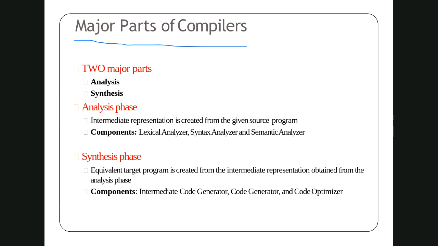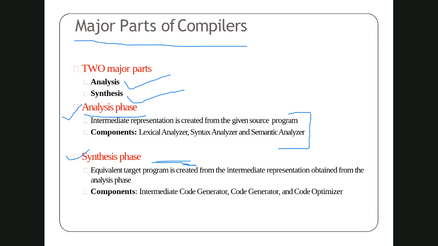So the whole functioning of the compiler is divided into two parts. First is the analysis phase and another one is the synthesis phase, right? The analysis phase involves checking the correctness of the source code. And in the synthesis phase, the conversion of source code into some target program or target code is performed. So the whole functioning is categorized into two parts: the analysis phase and the synthesis phase.